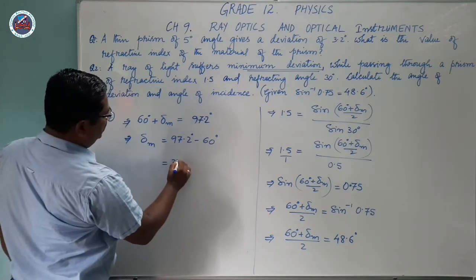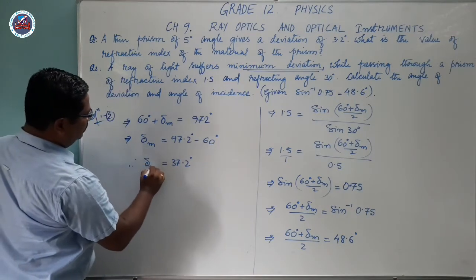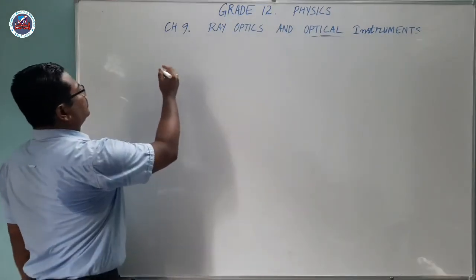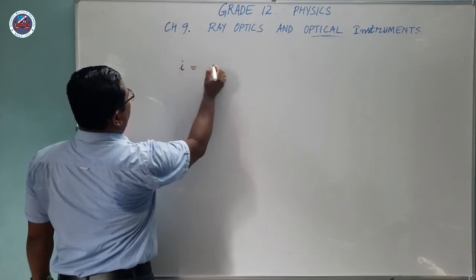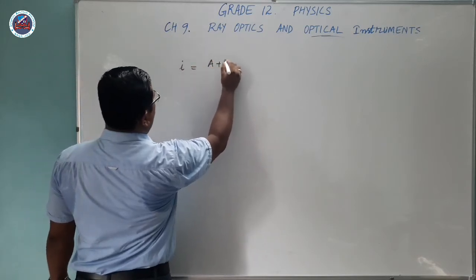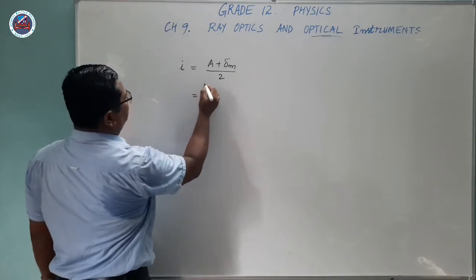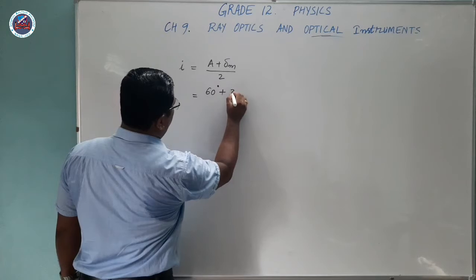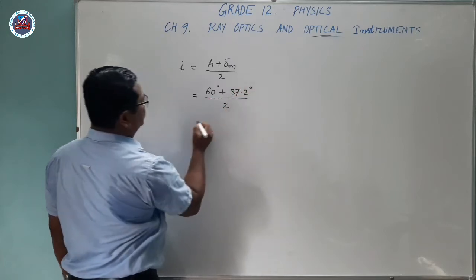So it is 37.2 degree in our calculation with the given incidence. To find the angle of incidence, you have your formula (A plus δm) divided by 2. Now angle of the prism is 60 degree plus angle of minimum deviation you got, 37.2 degrees, divided by 2.